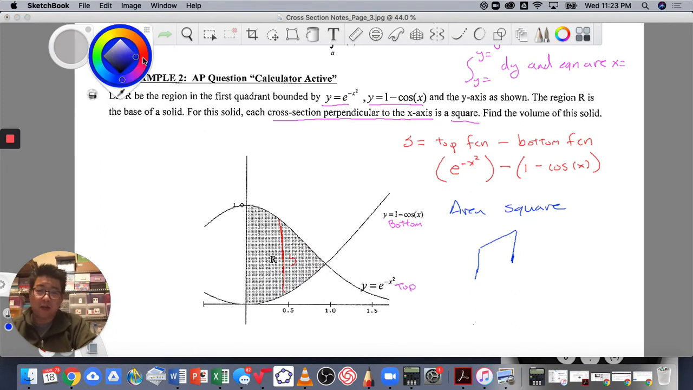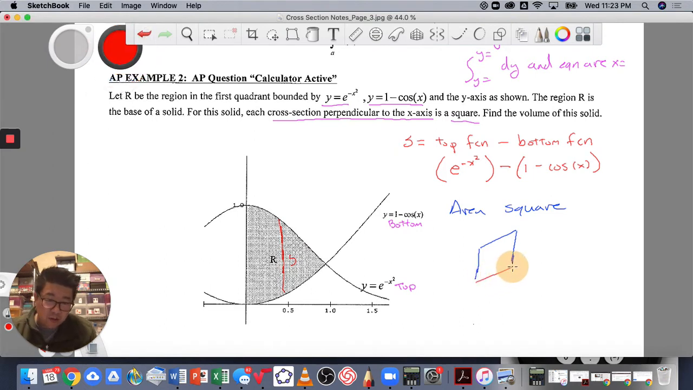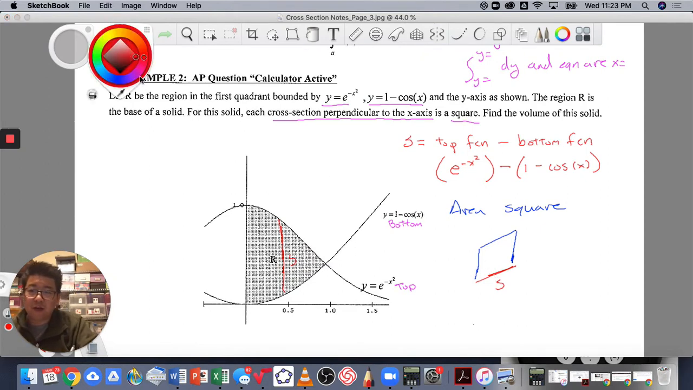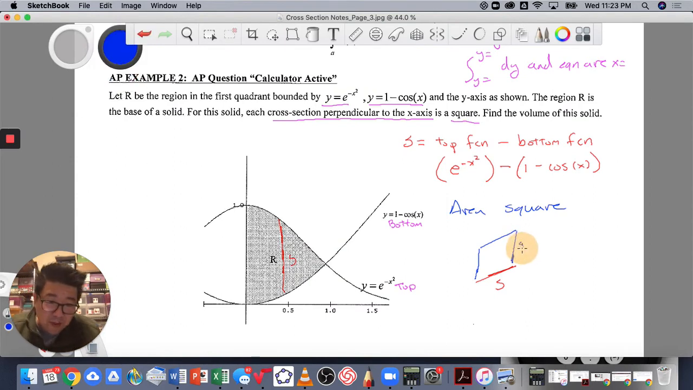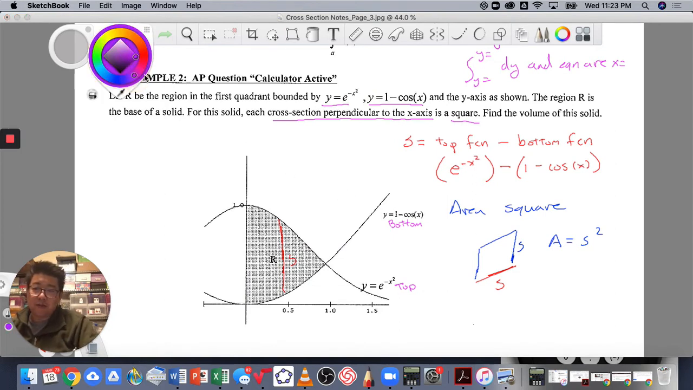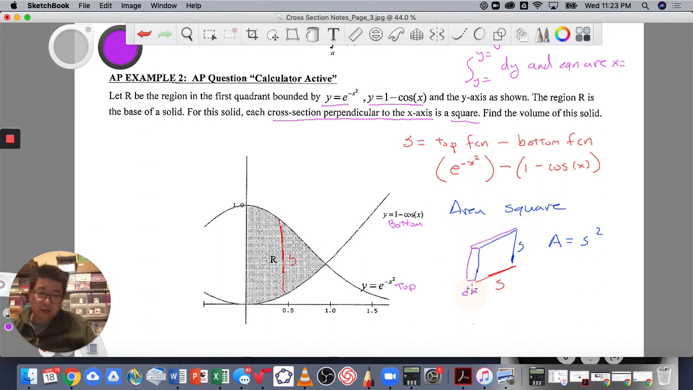Now, this part right here is the part that's actually touching this region R. So this is S. So red, red. And if I want to find the area of this square, it will be S squared. Great. So now I have this. What I want to do is figure out what S squared is. But once I do that, I can give this square a little bit of thickness. And we'll call this dx, like over here, dx.